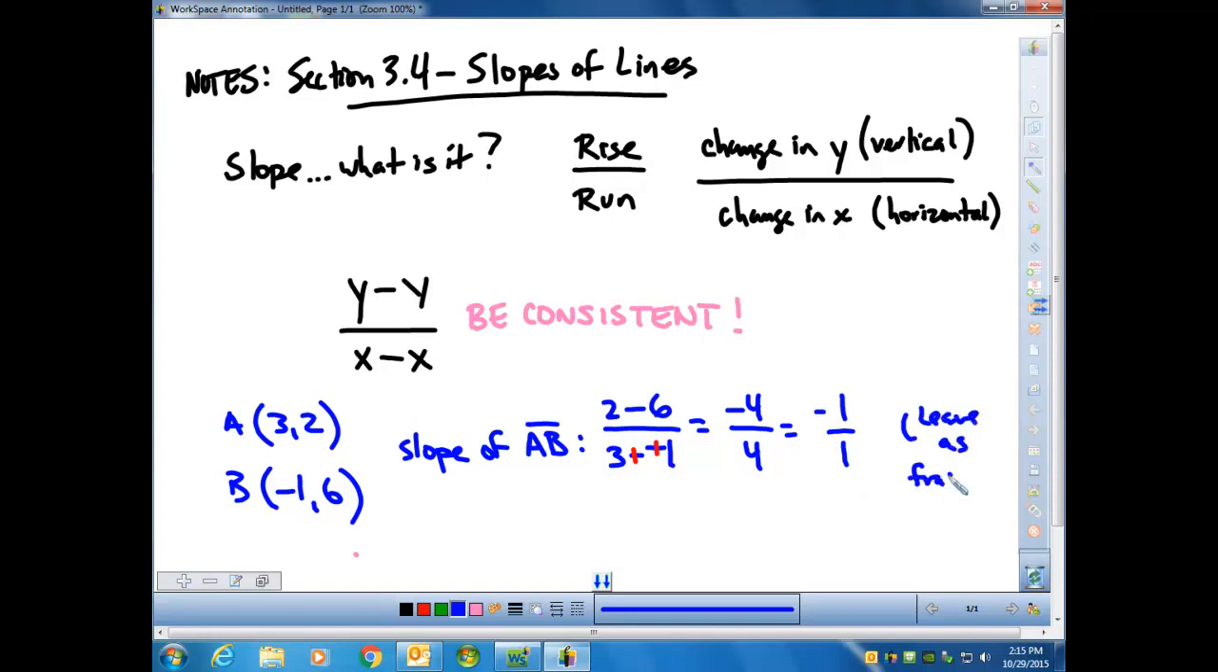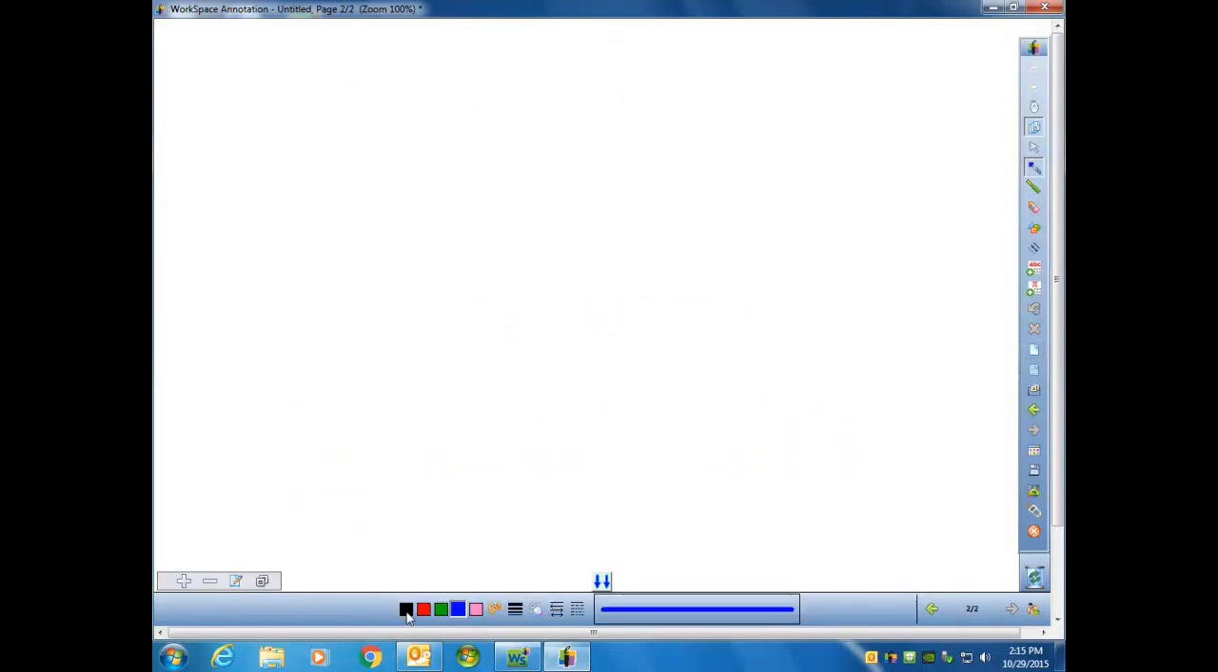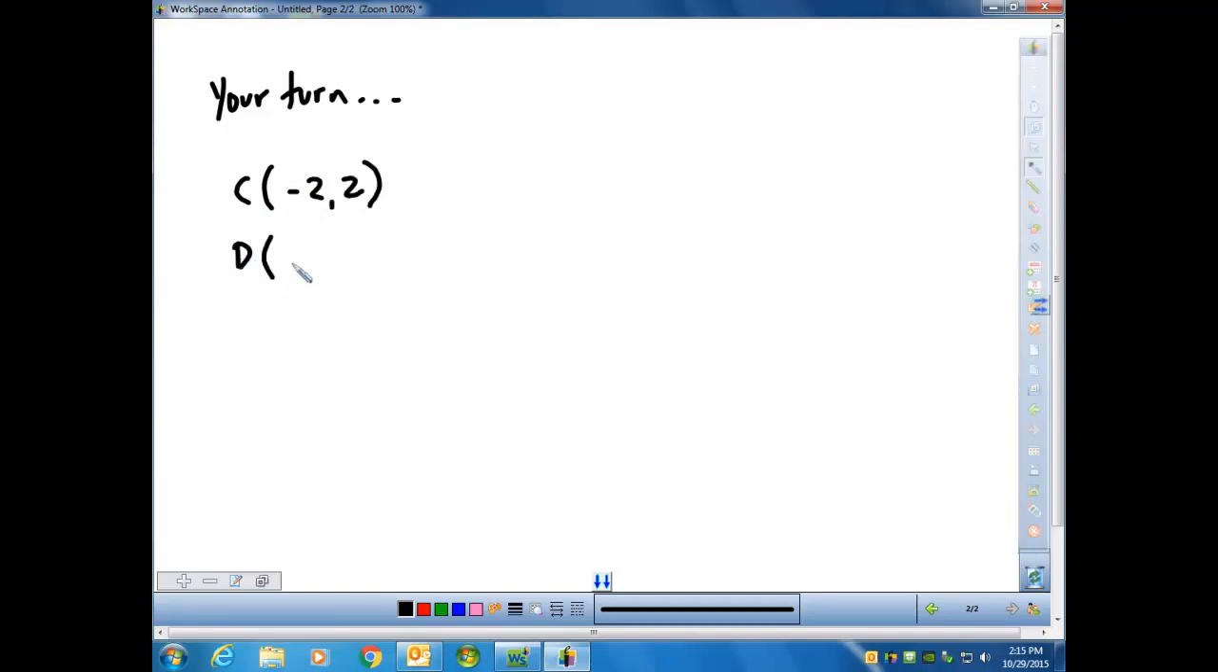I always want to remind myself that slope is always two things. It is a rise and it's a run. Alright, so at this time I want you to practice these two problems. Make sure that you know how to do this on your own. So for the first one, we're going to look at segment CD. So C is -2, 2 and D is 0, 8. I want you to find the slope of segment CD.